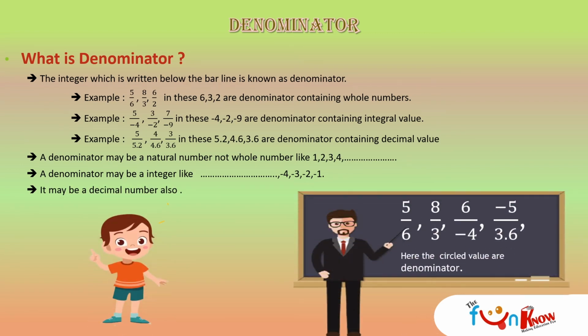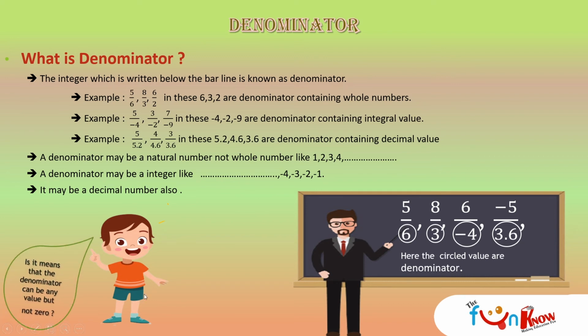Okay, students, here is the question for you. 5 by 6, 8 by 3, 6 by minus 4, and minus 5 upon 3.6. These are the questions. Now, tell me the denominator. Tell me your first one, students. 5 by 6. What is the denominator? Yes, right, 6. 8 by 3. Yes, 3 will be the denominator. 6 by minus 4. Yes, minus 4. 5 by 3.6, 3.6 will be the denominator, the lower value. Okay?